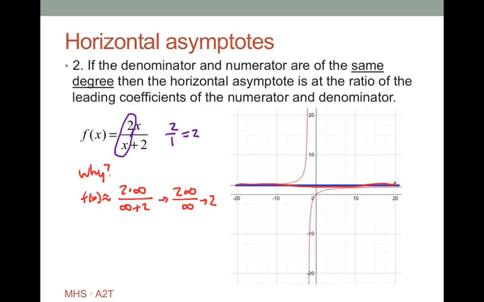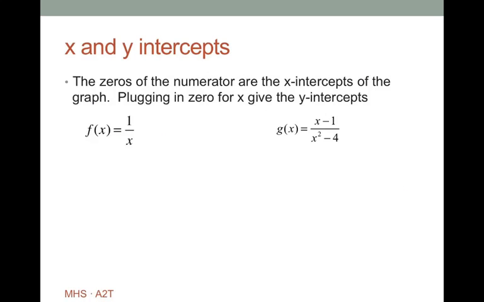If you want to think about why that is, think about 2 times infinity over infinity plus 2. Infinity plus 2 is essentially the same as infinity. So basically your infinities are going to cancel and you're going to approach 2. Just to give you an idea of why that might be true. You can just memorize the rule, but it's helpful to know why it works.